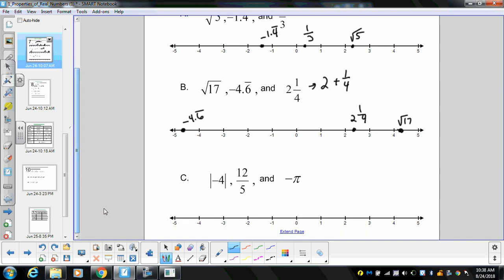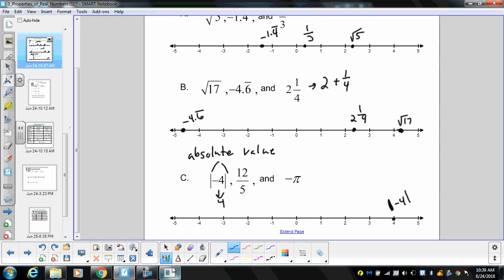So let's look at part C now. So now we've got the absolute value of negative 4. That's what these two bars mean. That just means absolute value. And if you remember, the absolute value is the distance from 0. So how many units is negative 4 from 0? Let's count it. That's 1, 2, 3, 4. So the absolute value of negative 4 is actually a positive 4, because distance is always measured with positive numbers. You can't have negative distance. So the actual point of the absolute value of negative 4 is on positive 4.